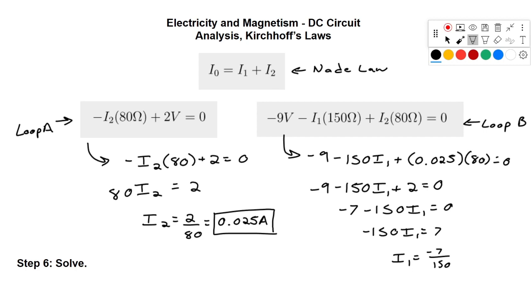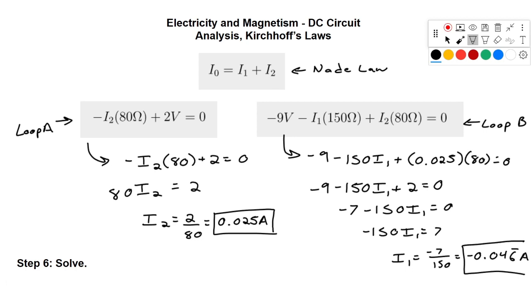which is not a nice number, but it's negative 0.046 remainder amps. And note that this is negative, so remember we said if we get a negative value for something, it just means that we chose the wrong direction. So I1 should have gone counterclockwise, but it doesn't affect the value. So we have our value here. So we have I2, we have I1.